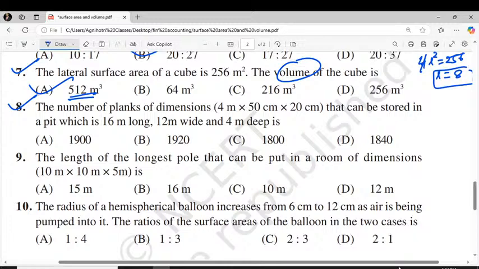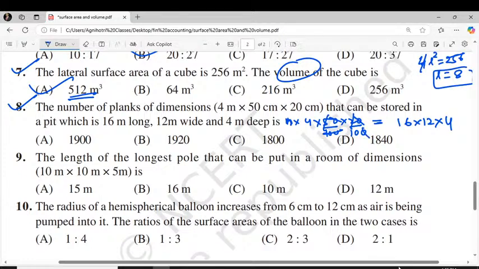The number of planks of the given dimensions that can be stored in a pit which is 16 meter long. You can say that there are n such planks, and the volume of one plank is 4 into 50 into 20, and you can take it in meters by dividing by 100. You can assume there are n such planks, and the volume is stored in a pit which is 16 meter long, 12 meter wide and 4 meter deep.